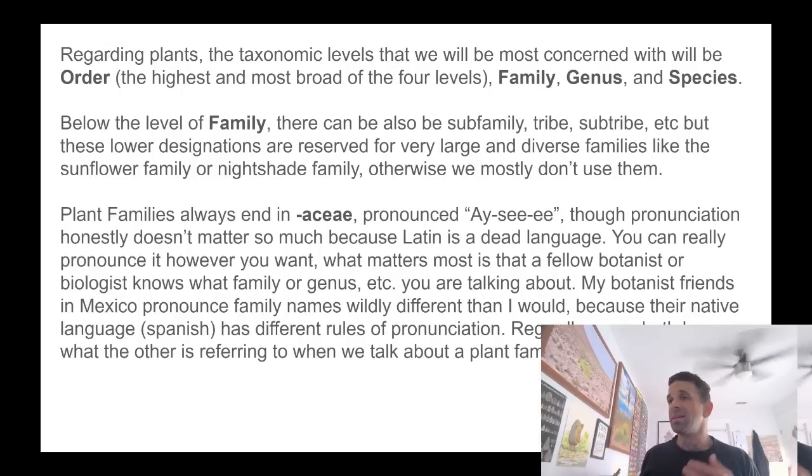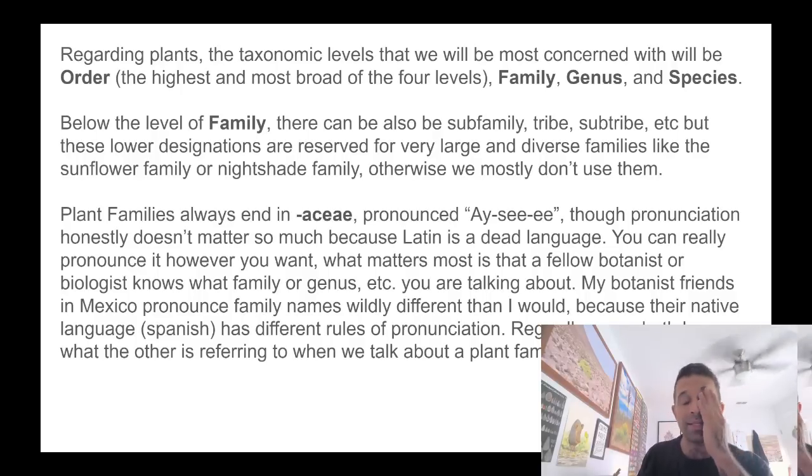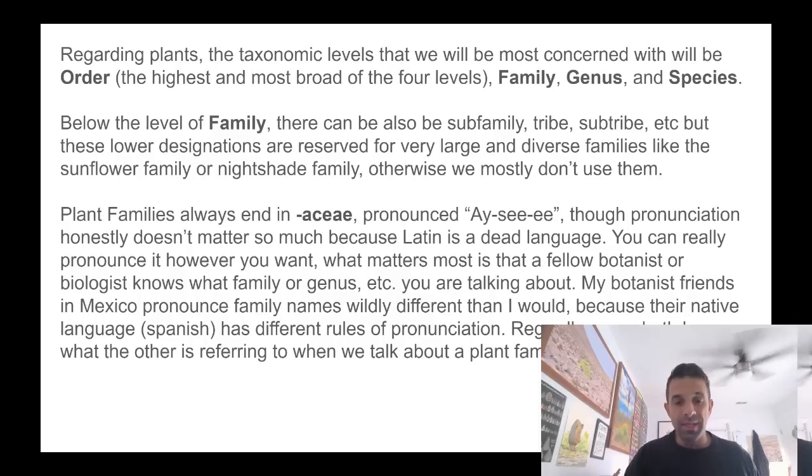All right, my friends who speak Spanish, who are botanists, produce Asteraceae, the sunflower family, Asteraceae. All right, I know what they're talking about. It doesn't matter. Anybody who's going to correct your Latin is a nerd, and not in a good way. Just ignore them. Pronunciation doesn't really matter. What matters is that the listener, whoever you're speaking to, understands and knows what you're talking about.